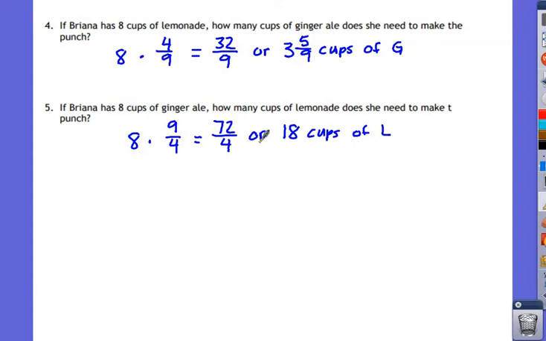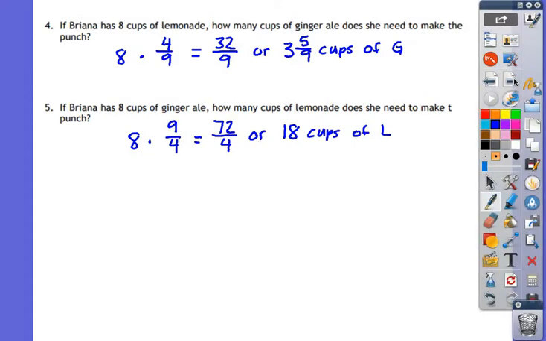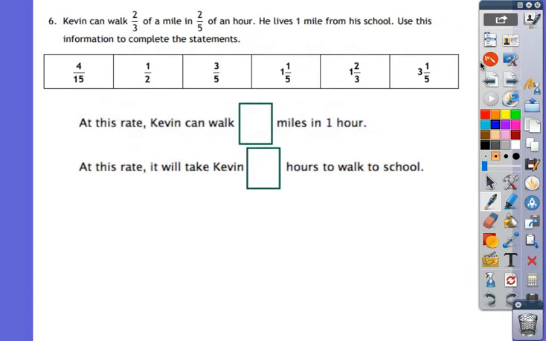Alright, and last problem I am working is problem 6. And it says Kevin can walk 2/3 of a mile in 2/5 of an hour. So he's not walking a whole mile, and he's not taking a whole hour to do it. And it says he lives 1 mile from his school. Use this information to complete the statements.